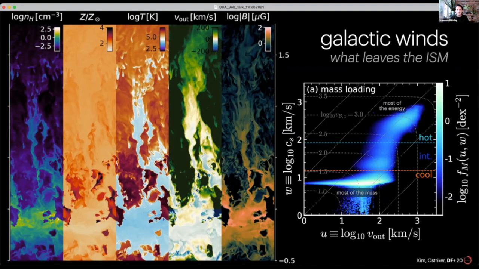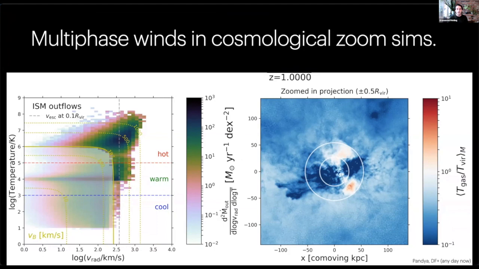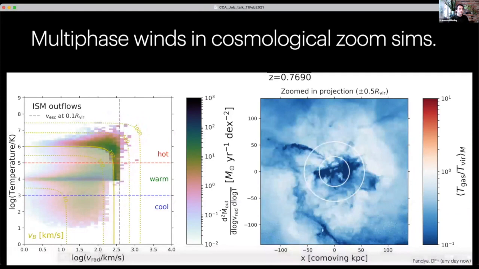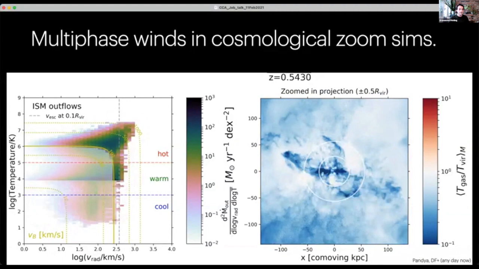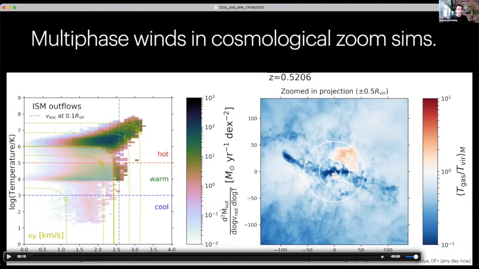So I'll say this is not unique to these very high resolution, very realistic patch simulations. Viraj Pandya, a pre-doctoral fellow here, and I are about to put out a paper looking at the exact same thing in the FIRE 2 cosmological simulations. I'm not going to get into too many details other than to stress that the same thing holds. Here's that same phase structure, now temperature instead of sound speed. But again, most of the energy is carried by this very fast moving hot phase, but most of the mass is down here, and we actually shaded it out because it's not moving fast enough to escape the galaxy.